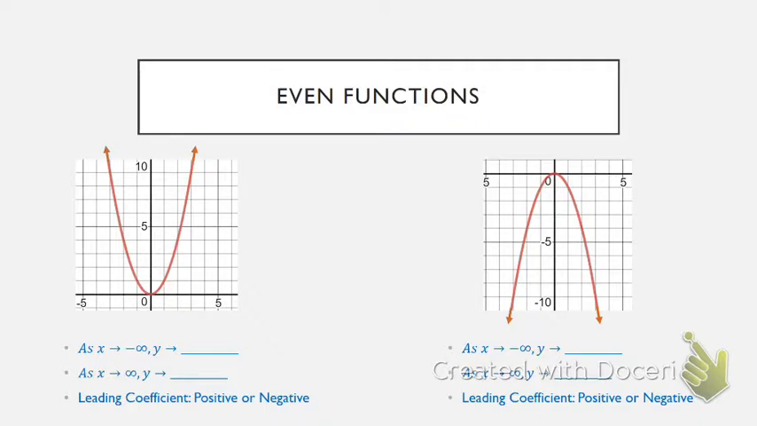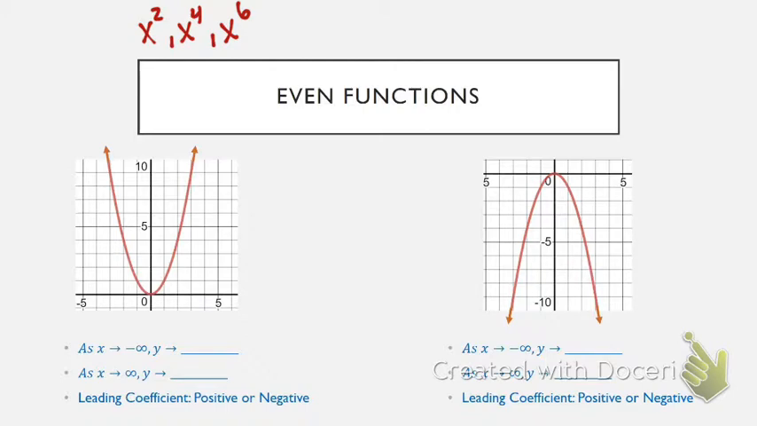All right, so while we get into end behavior, we're also going to get into even versus odd functions. So even functions look like this, and what I mean by even is like x squared, or x to the fourth, or x to the sixth, where our exponents are even. So let's do the one on the left.